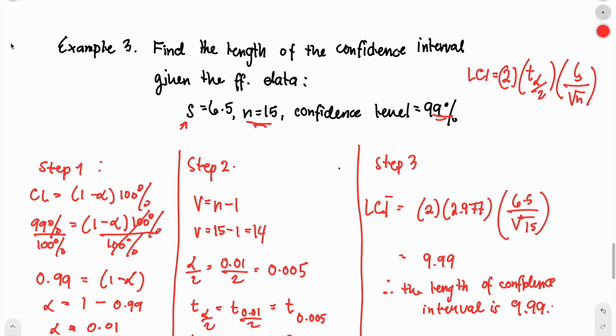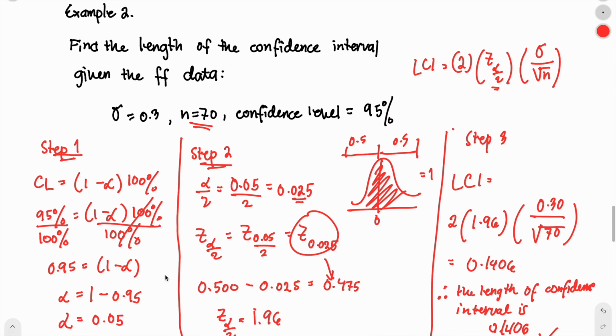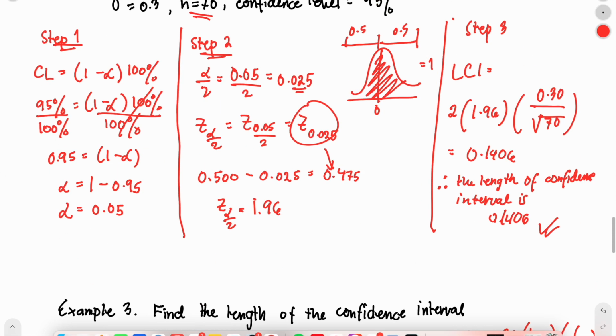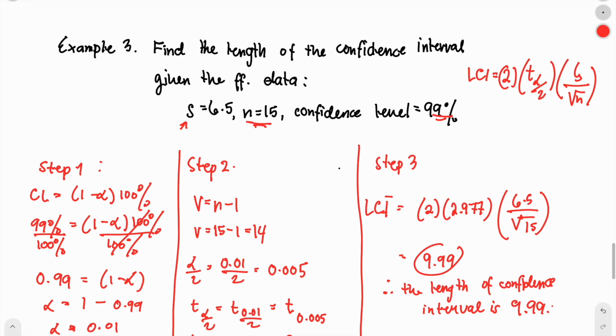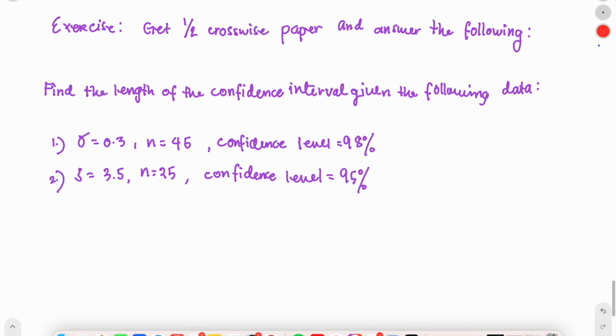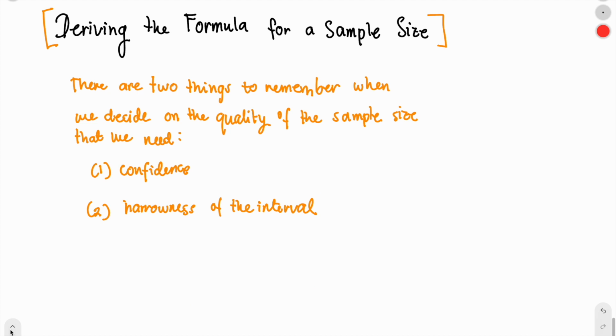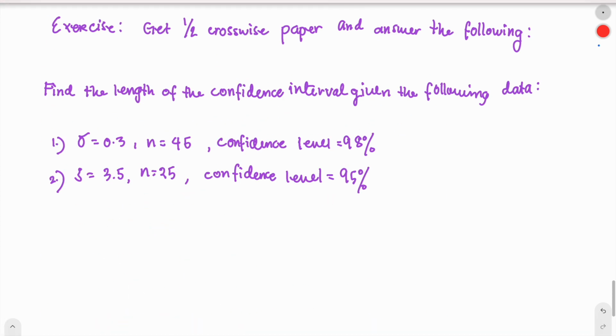Okay, so if you compare, this is the result for the t table, 9.99. But when you use the z table, when n is greater than or equal to 30, you have a very low LCI, and that's what we want. Okay, so this is an exercise, but you can do this on your own. Instead of getting a 1/2 crosswise paper, you can practice on your notebook instead. Okay, so I think that's it.